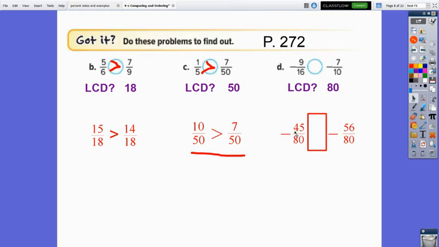These are negative, so remember they go backwards now. So negative 45/80, is it greater than or less than negative 56/80? Negatives go backwards, so it is less. It is greater than, rather. This one is going to be further to the right on the number line.